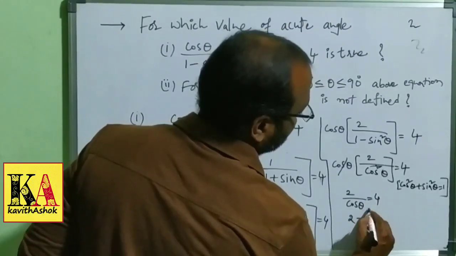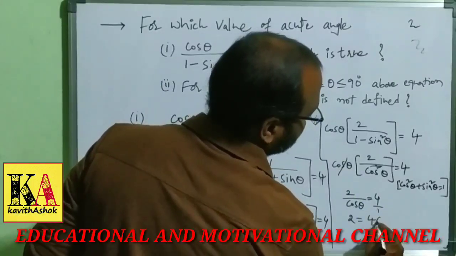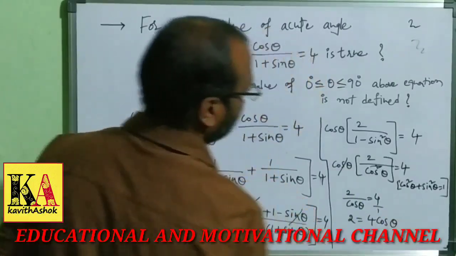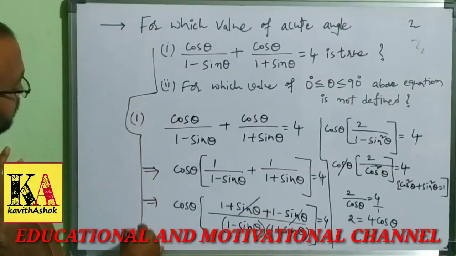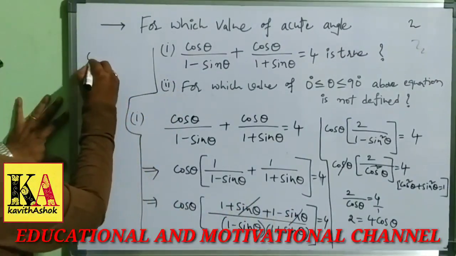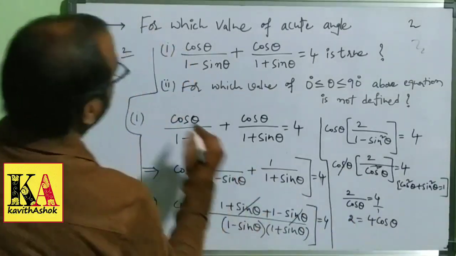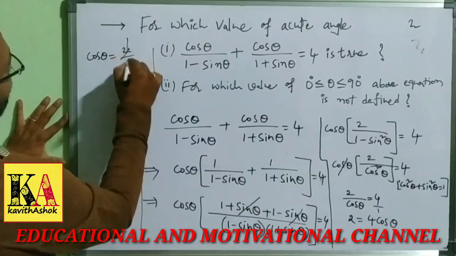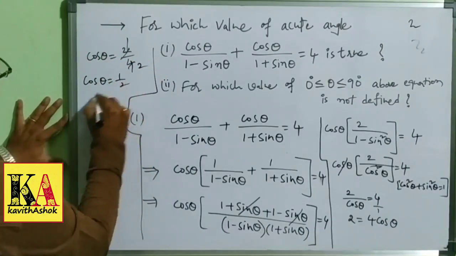Now cross multiplication. 1 into 2 is 2 here, and this is 4 cos theta. Now cos theta is equal to 2 by 4. 2 ones are 2, 2 twos are 4. Cos theta is equal to 1 by 2.